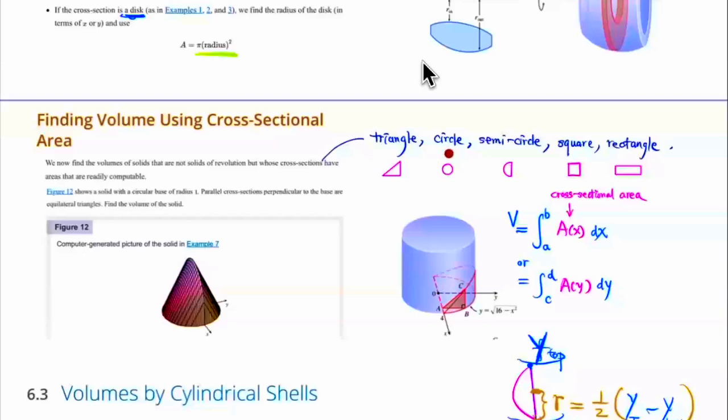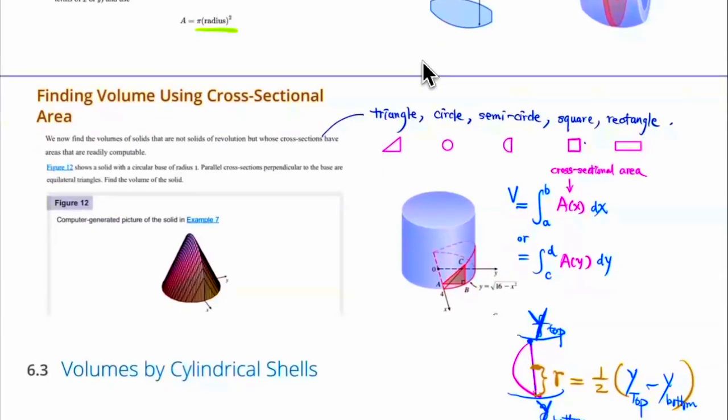Sometimes the cross section could be a circle, and then you can just use pi r squared. For a semicircle, you have one half pi r squared. If it's a square, suppose the side is x, then it's not pi; you just square the side to get the area. For a rectangle, it's length times height, etc. So this is finding volume using cross-section area. Depending on the shape of the cross section, you can find the corresponding cross-section area.